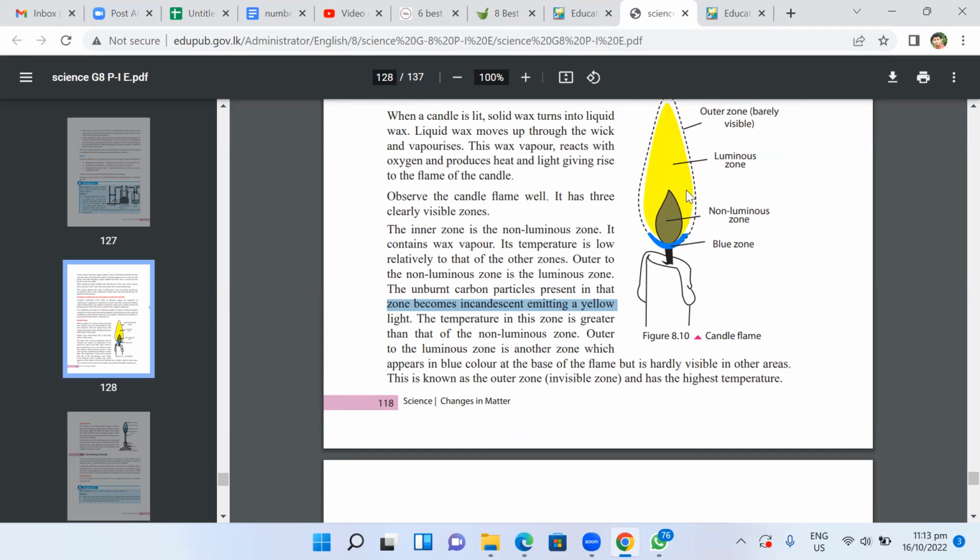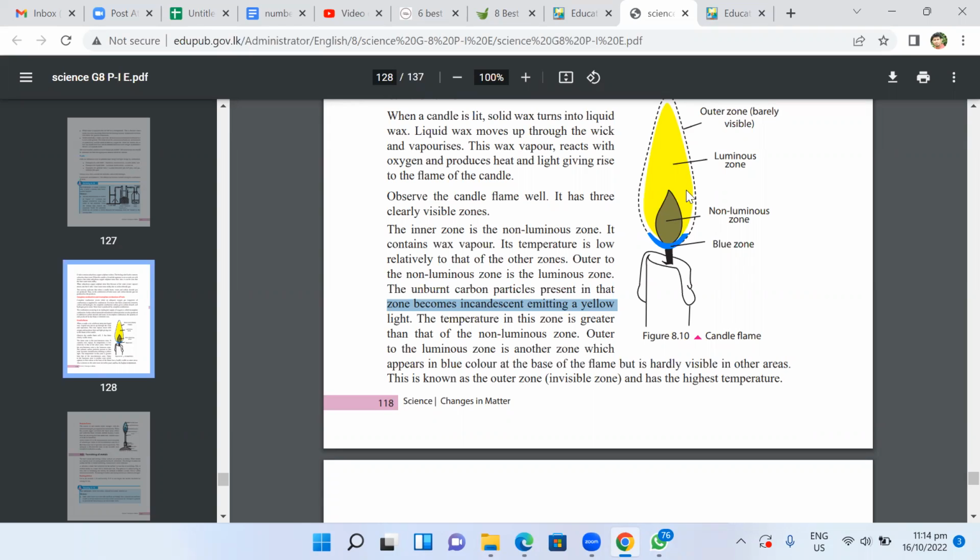Sometimes you will have seen, when you are using the gas cooker, sometimes you have yellow light. Sometimes it's a blue light. When blue light is present in the gas cooker, the heat is very, very high and burning happens fully. Normally gas cookers mostly have the blue light.